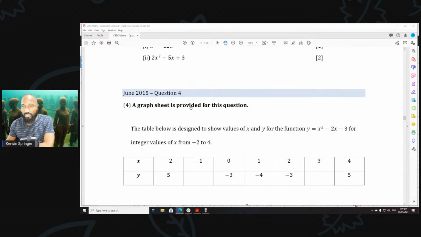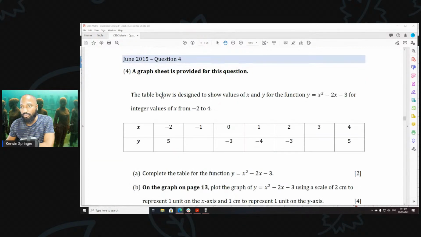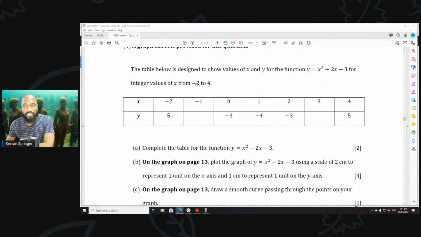And a graph sheet is provided for this question. The table below is designed to show the values of x and y for the function y is equal to x squared minus 2x, for integers. So we need to complete the table. They bring back this from a few years before.